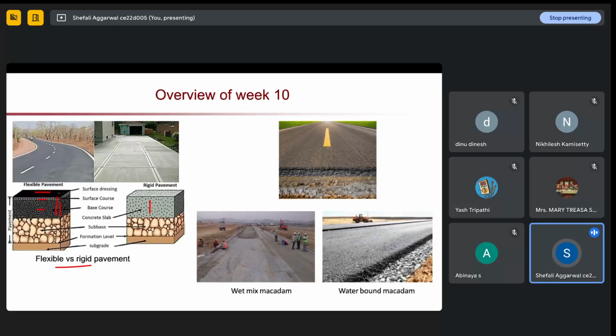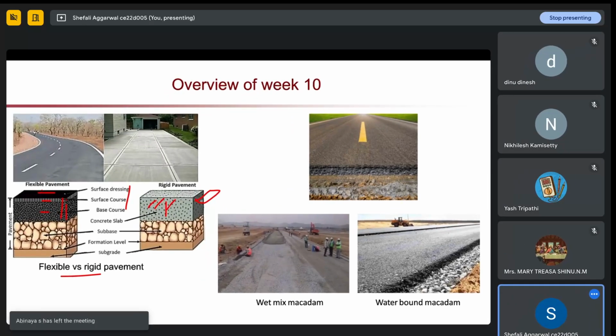In case of rigid pavement, we don't have all these three layers. We have just a concrete slab, and the other thing in the concrete slab can be reinforcement. There can be fibers in the concrete slab, or some joints in between two slabs. So those are the different types of rigid pavements. This is a broad classification.